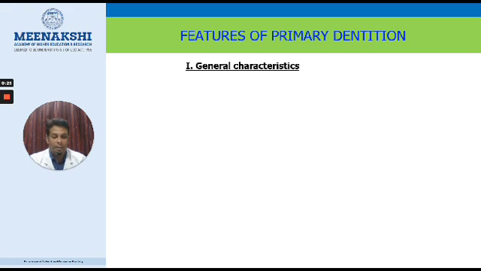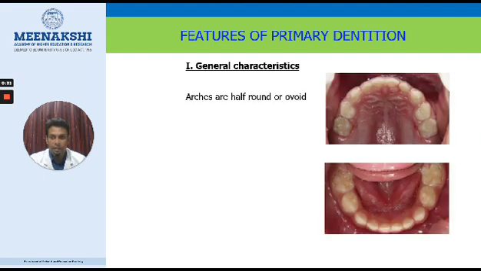Under the general characteristics, we have certain features which are unique to primary dentition. The first one is the arches are half round or ovoid. As you can see in this picture, this whole arch is perfectly half round and ovoid, both the maxillary and the mandibular arches. This is typical of primary dentition.